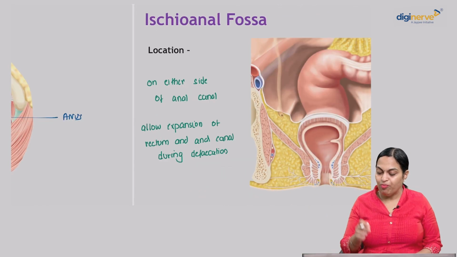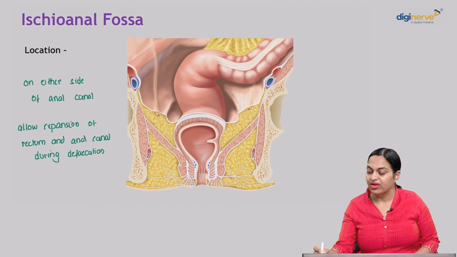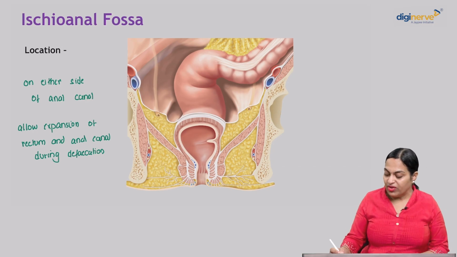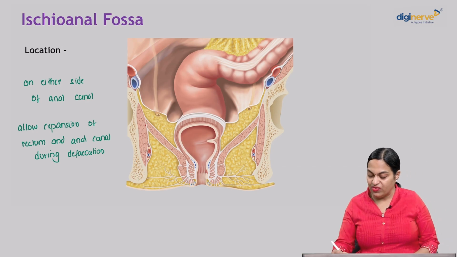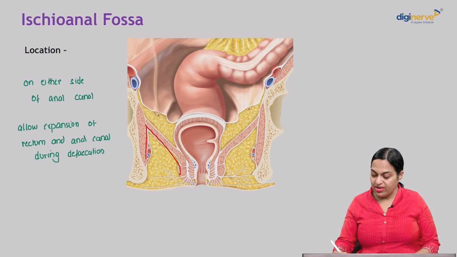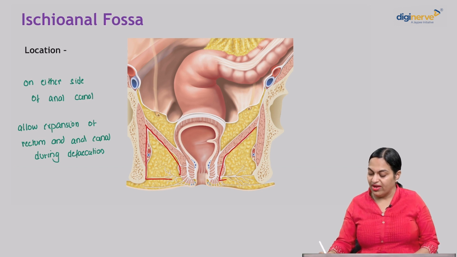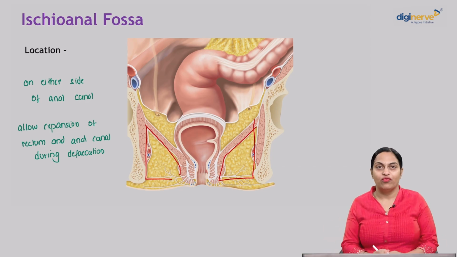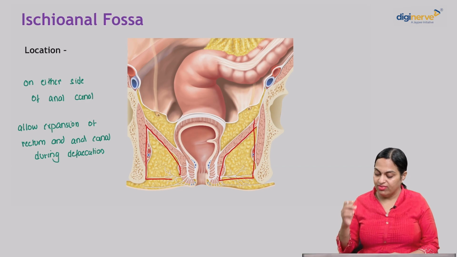So, what are the key points that you should definitely remember in relation to the ischioanal fossa? Shall we brush it up? Okay. So, the ischioanal fossa that you see here is located on either side of the anal canal. What is the purpose of it? It allows expansion of the anal canal during defecation, right?